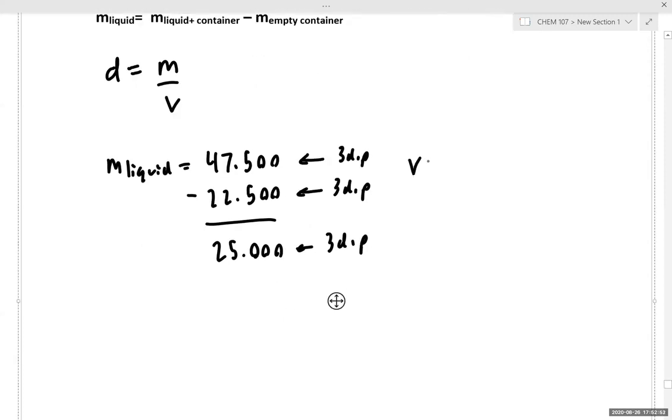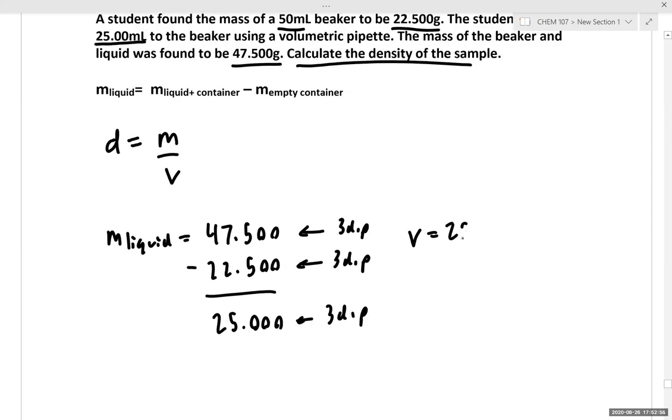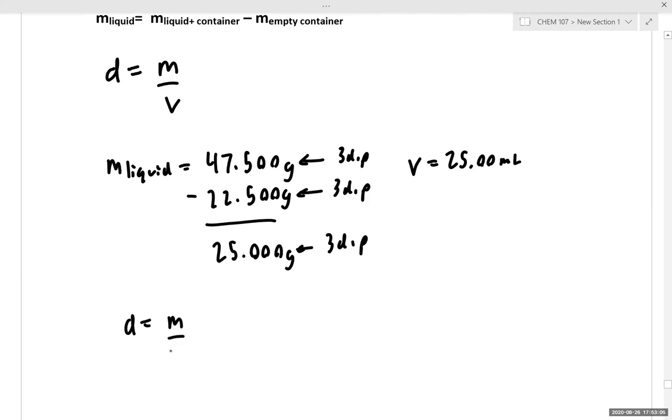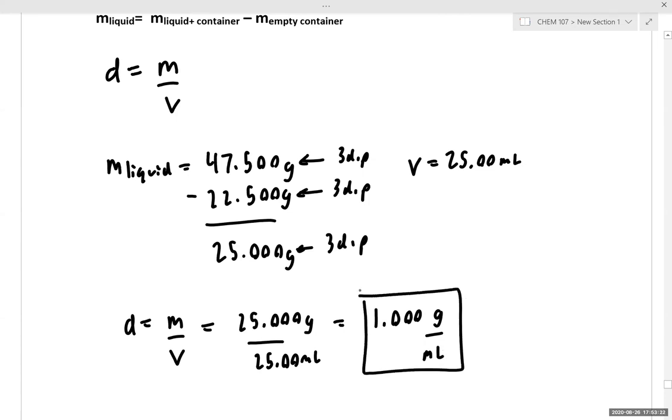Now, if we know the mass and we know the volume of our liquid was 25.00 milliliters, we can calculate the density by taking the mass over the volume. That gives us 25.000 grams over 25.00 milliliters, which gives us 1.000 grams per milliliter. Notice for division, we follow sig fig rules. Our bottom number has 4 sig figs. Our top number has 5 sig figs. So our final answer should have 4 significant figures.